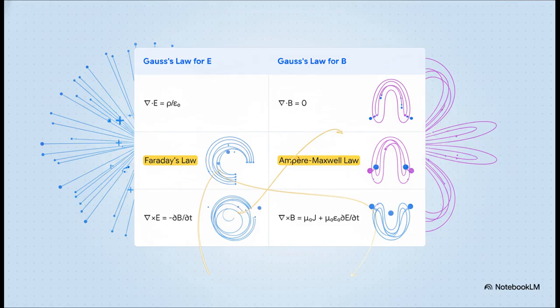You've got the 2 Gauss's laws on top telling us where the fields come from, their sources, and the 2 curl laws on the bottom tell us how they interact and change one another. A changing B field creates a curling E field. That changing E field then creates a curling B field. It's a perfect, self-perpetuating dance.